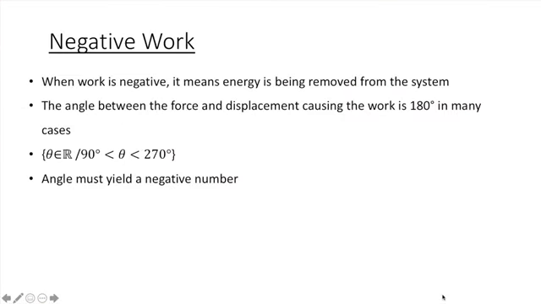When work is negative, it means that energy is being removed from the system. Also, the angle between the force and its associated displacement must be greater than 90, but less than 270 degrees. And this is because all of these values of theta yield negative cos values, which result in negative work.